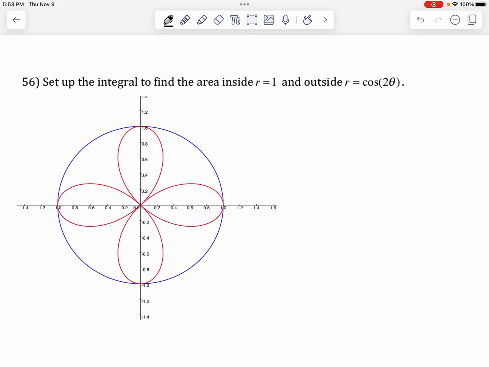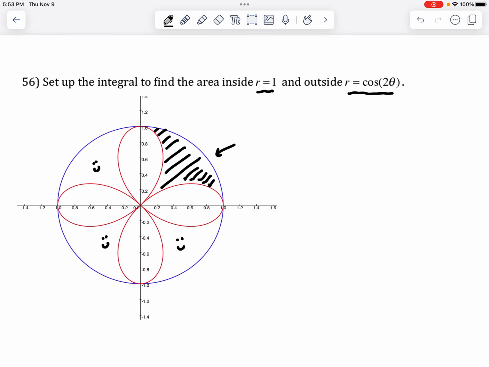Okay, so now let's find the area between r equals 1, which is that blue circle, and r equals cosine of theta, which is the red graph with 4 petals. So finding the area between is basically finding this area. And then if I find that area and just multiply by 4, then that's going to be the total, including the 3 smiley faces. So looks like I need to find this area and multiply by 4.